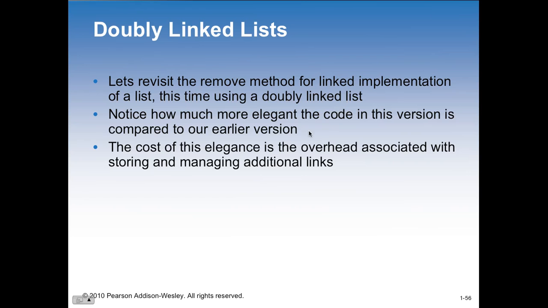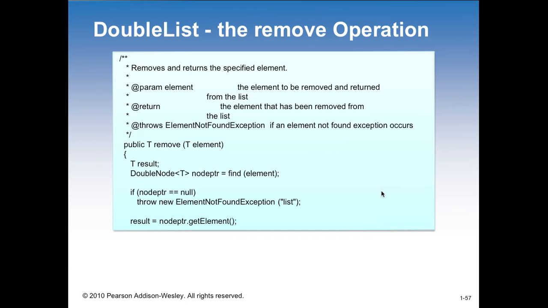When we remove it, notice how much more elegant the code is in this version compared to the earlier version. It's easier because you can go forward and back on it. It's a little bit more explicit. So the cost of the elegance is the overhead associated with storing and managing the additional links. I actually prefer the singly linked one, and I think the singly is more elegant because it's fewer lines of code. But this one is more explicit, because you have two instead of one variable to specify. But I guess this might be clear to a lot of people.